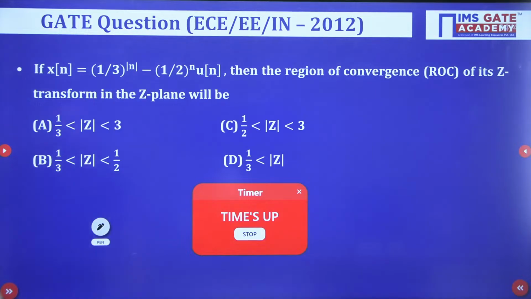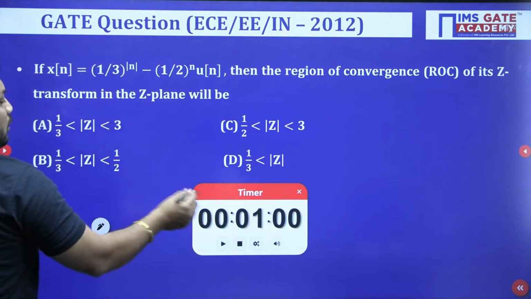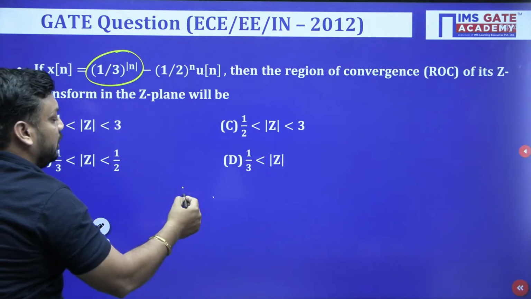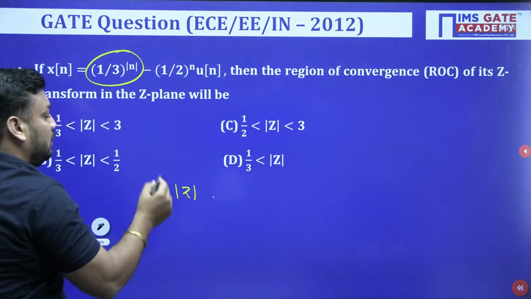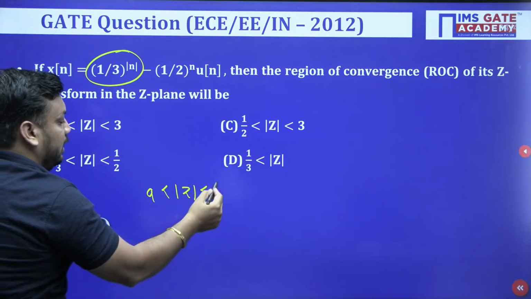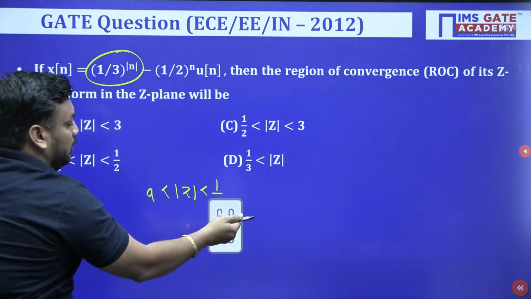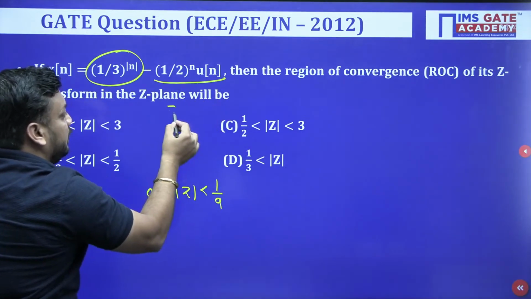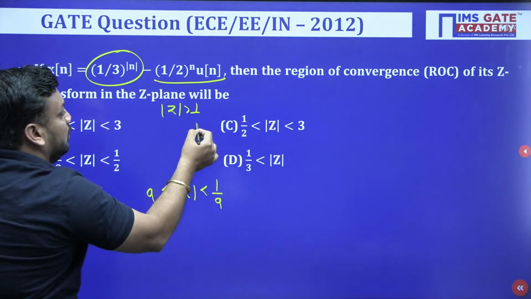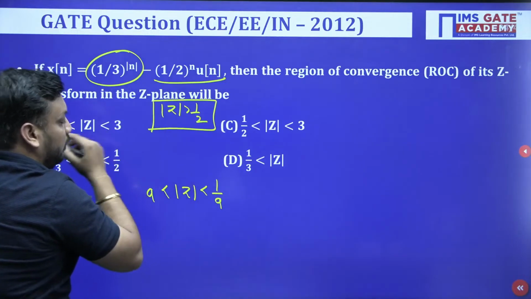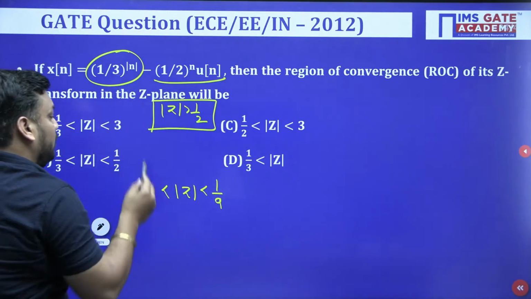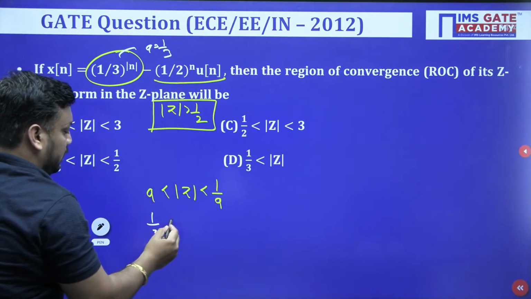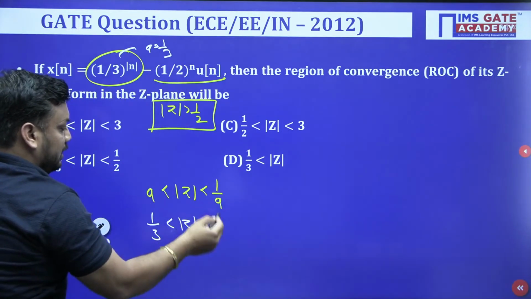Come on, children. First of all you have to check the 1 by 3 power mod of n. We have just seen that if a value is less than 1, then mod of z is greater than a and less than 1 by a, and this is the ROC. Mod of z is greater than half, so this is my one box. Here the value of a is actually 1 by 3, so you get 1 by 3 is less than mod of z, less than 1 upon 1 by 3.